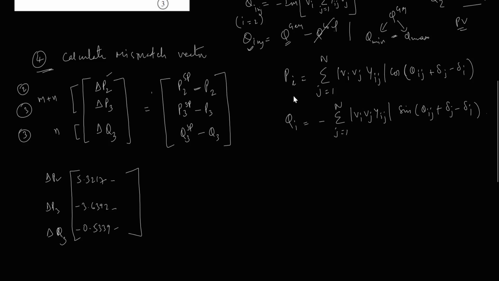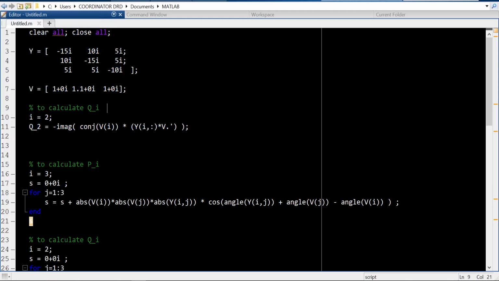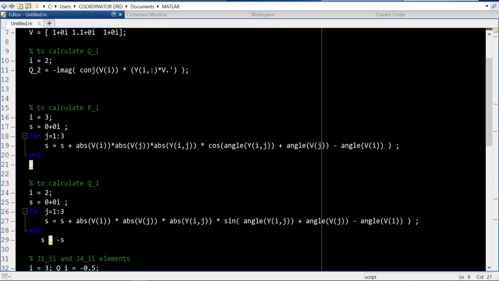This is given by the Pi expression, summation j equals 1 to n, magnitudes of Vi, Vj, Yij multiplied by cos of this angle. And Qi at bus i is equal to minus summation j equals 1 to n, magnitudes of Vi, Vj, Yij into sine of this angle. I have represented these two equations in MATLAB. This is the Pi equation and this is the Qi equation. Same thing I have written here.